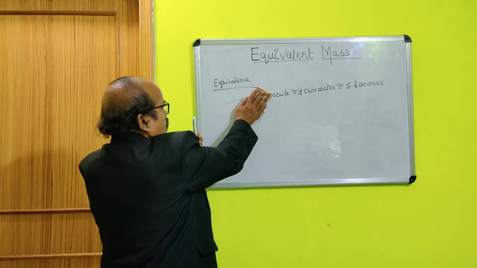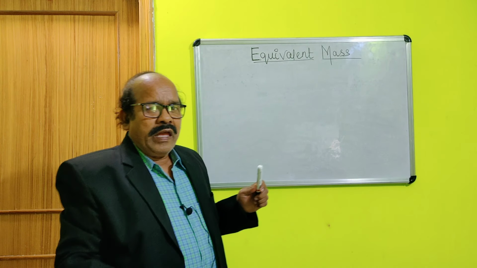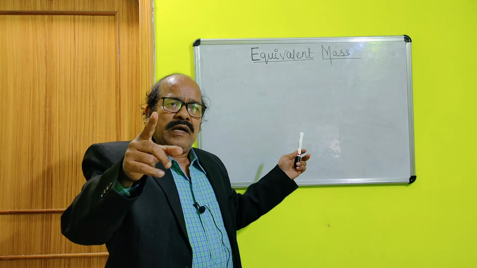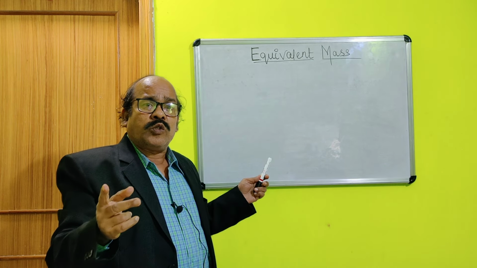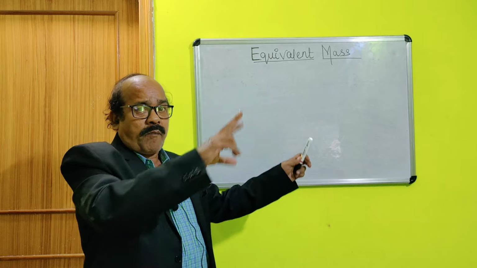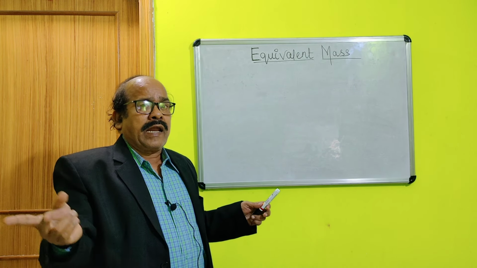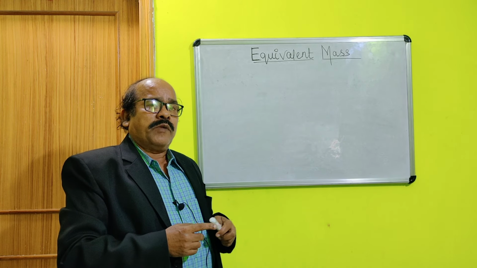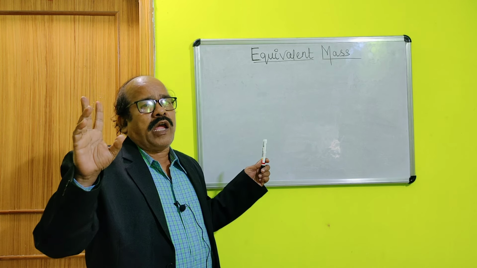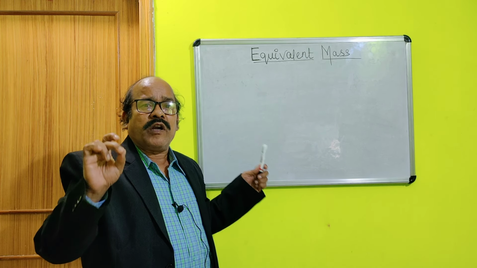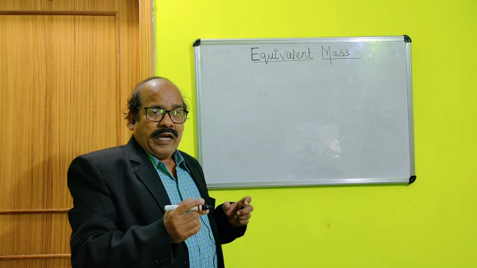Now I shall tell you the definition of equivalent mass. Equivalent mass is a number only. Equivalent mass is a number which shows how many parts of it is combined with or displaced directly or indirectly from 1.008 parts by weight of hydrogen, 8 parts by weight of oxygen, or 35.5 parts by weight of chlorine. Let me write it on the board so that it will be more clear to you.